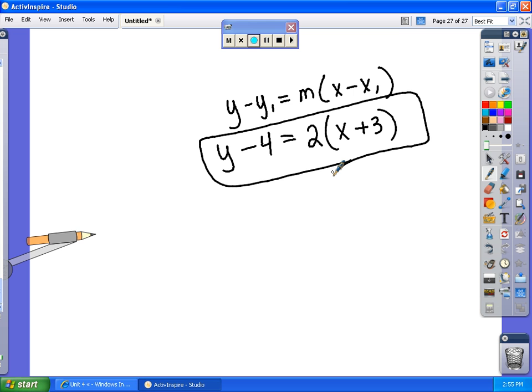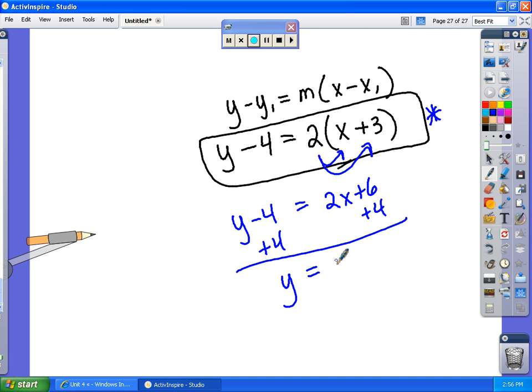Then it says write this equation in slope-intercept form. So even though this right here is your answer to point-slope form, if we distribute the 2, and then move the -4 over, now you get your equation in slope-intercept form. And now it's a lot easier to graph. It's easier to know what the y-intercept is.